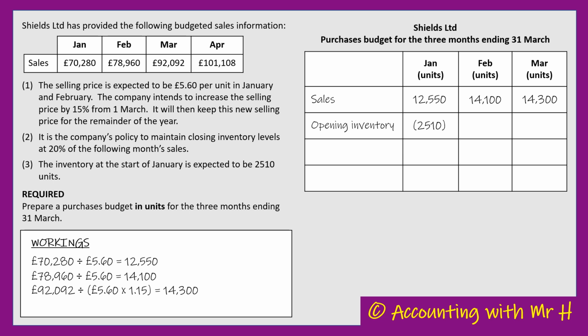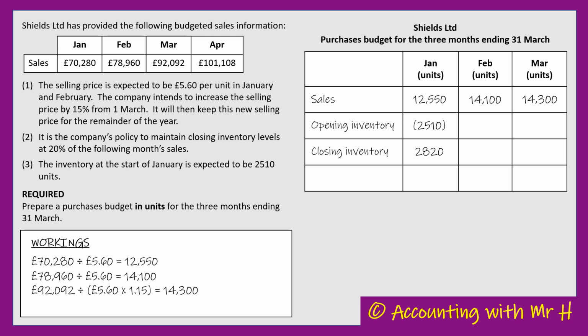But if the company wants any inventory at the end of the month, I need to add that on because they need to make sure that they've purchased that, so they've got it in stock in their warehouse at the end of the month. And point 2, the company's policy is to maintain closing inventory levels at 20% of the following month's sales. So we've already worked out the sales for February in units is 14,100. So 20% of 14,100 is 2,820 units.